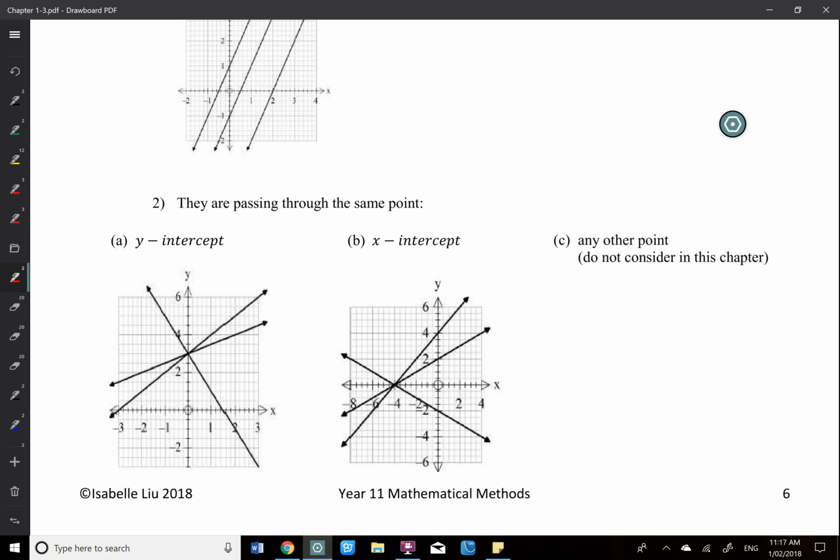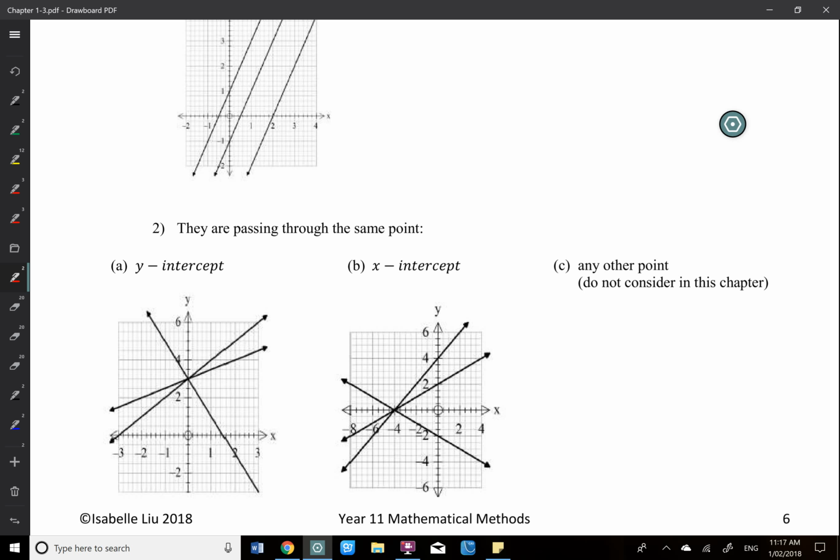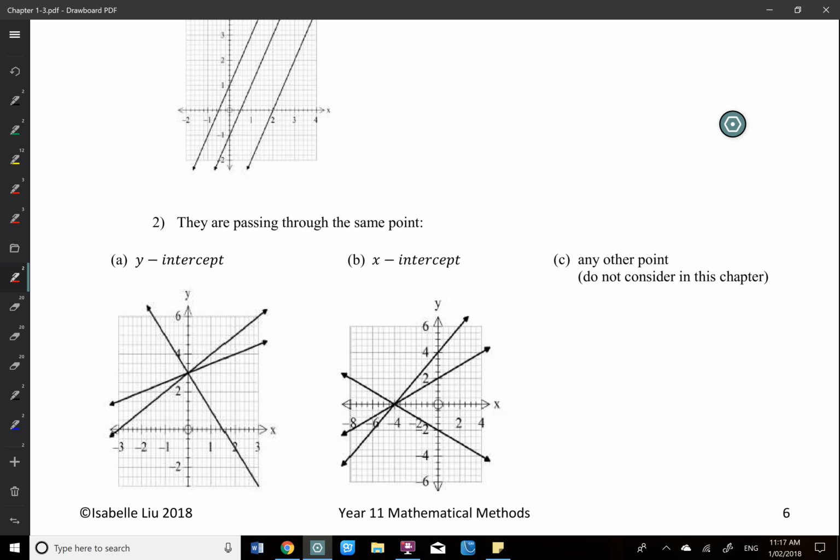If they are passing through the same point, there can be more than one point they pass through. For example, the most obvious one is the y-intercept, if they all share the same y-intercept. Not necessarily always the y-intercept, they can share any point in common, but it's very typical to say we have the same y-intercept. Why is it very typical?